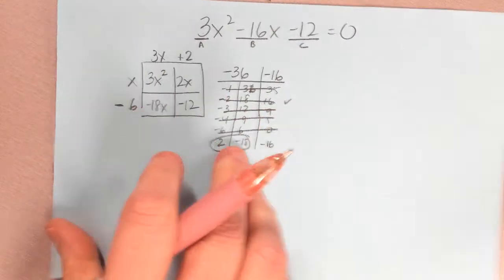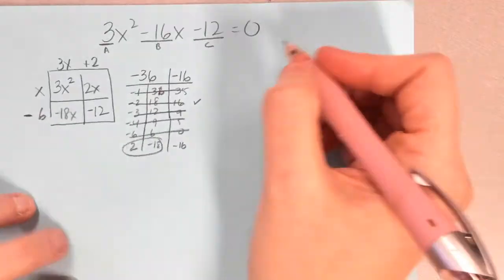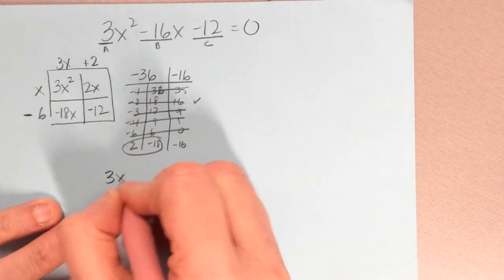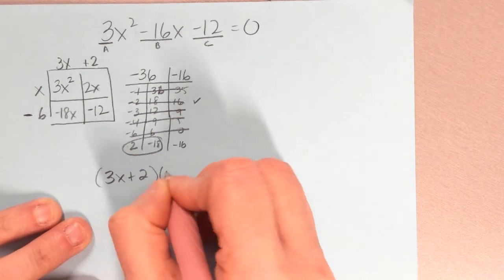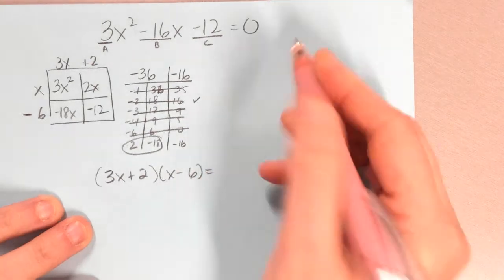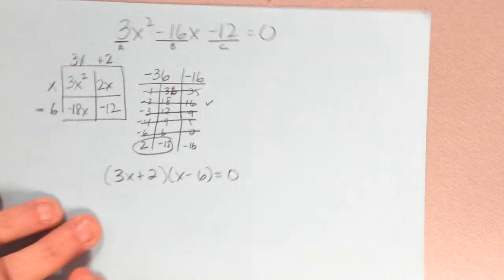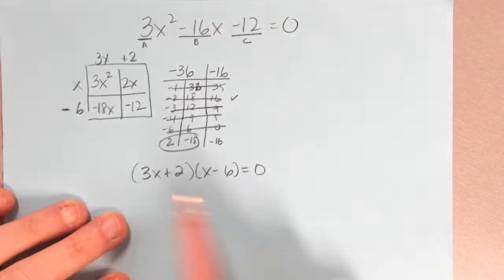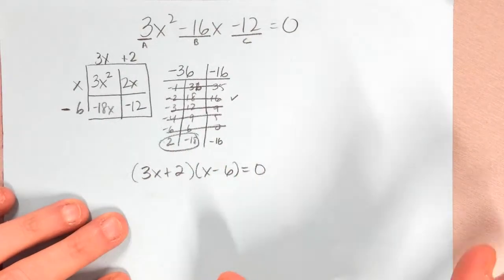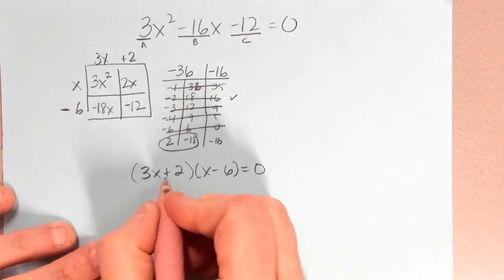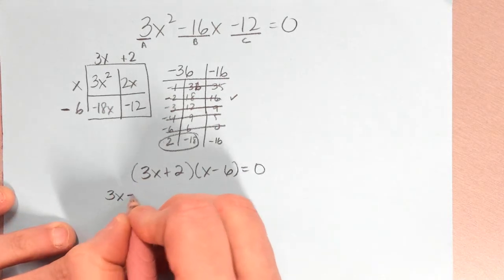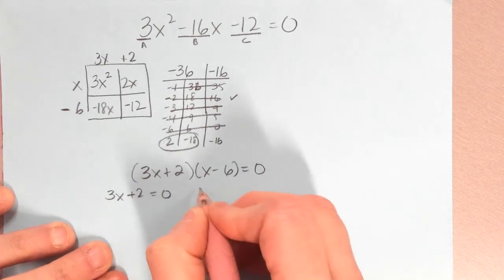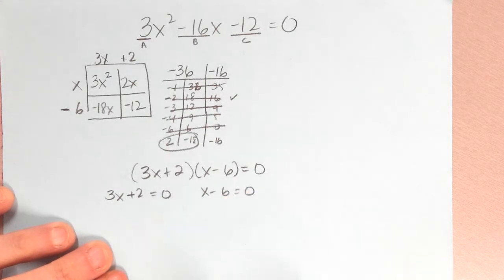So my factors are 3x plus 2 and x minus 6, and my equation is set equal to 0. So this is the part that we were doing all of last unit. This is the part that we started doing yesterday. So we really only added one step. We take each of our factors and we set them equal to 0 and we solve them.